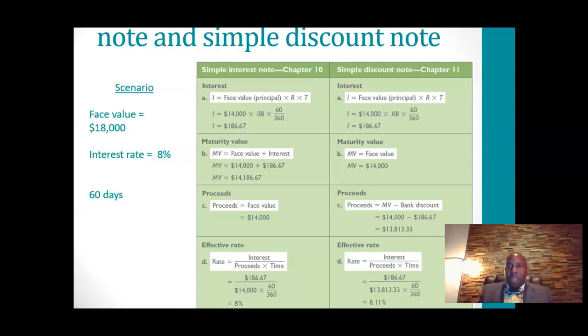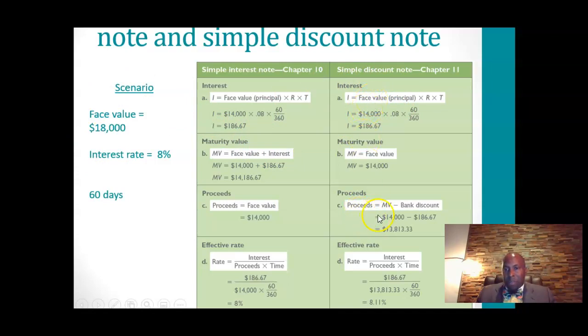Here's why. You're paying interest based upon $14,000, right? But how much did you actually receive? You only received $13,813.33. So when you have a simple discount note, the effective interest rate is going to be higher than the stated interest rate. And that's because the full face value amount was never received.